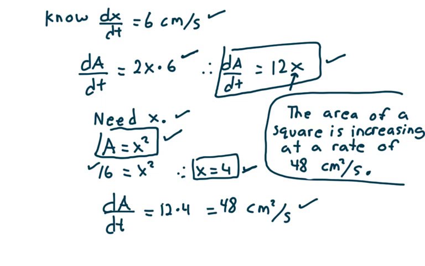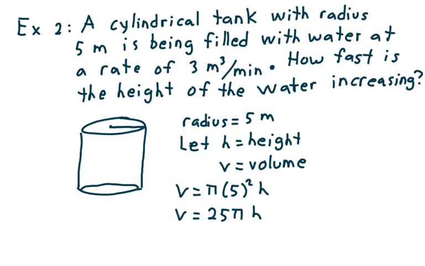And that's example 1. So if we take a look at example 2, a cylindrical tank with radius 5 meters is being filled with water at a rate of 3 cubic meters per minute. So we want to think dV/dt. Cubic meters, those are units for volume. And then minute, that's a unit of time.